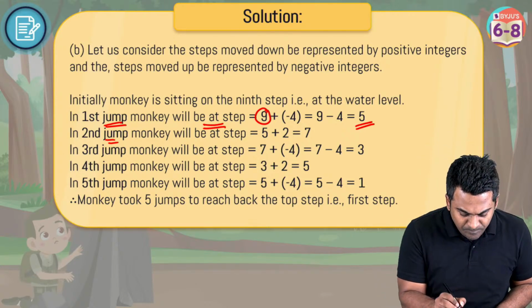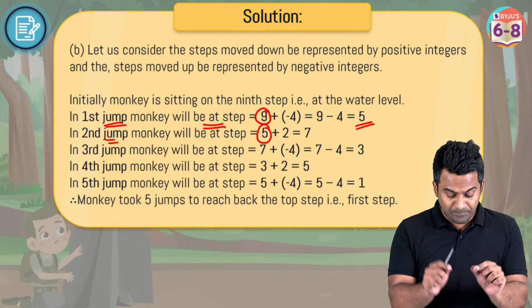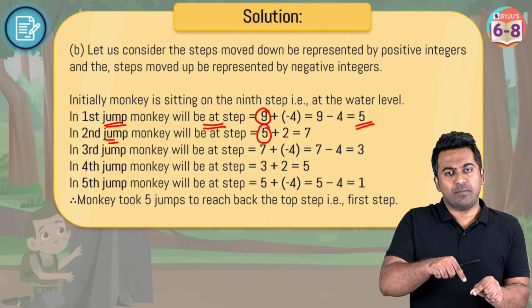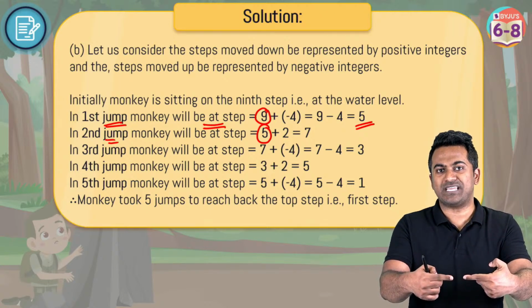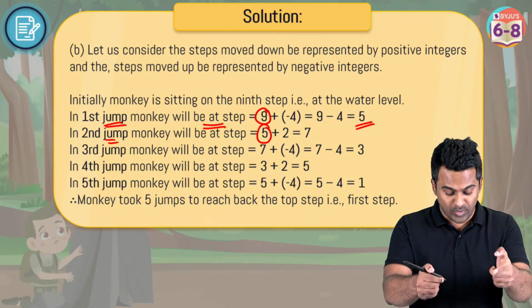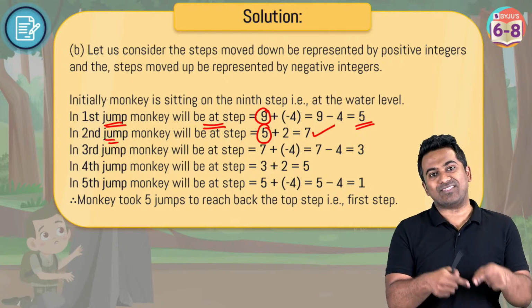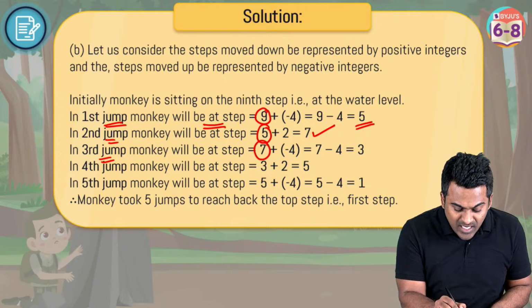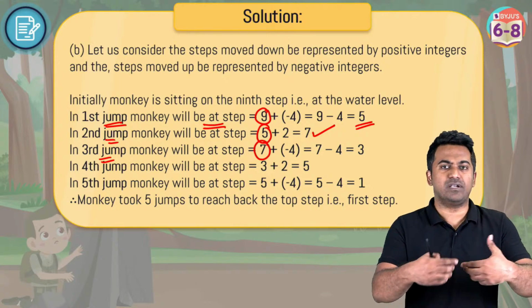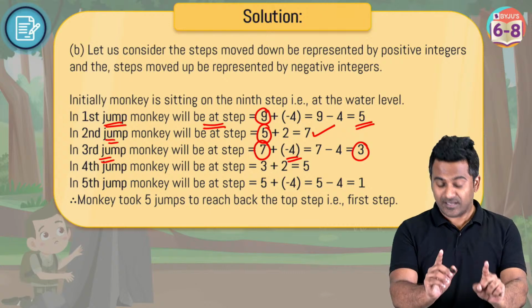In the second jump, monkey started from step number 5, right? And now what has the monkey done? Monkey has taken 2 steps down. So, +1 for the first down, +1 for another down. And that will collectively be what? +2. So, now the monkey is at the 7th step, right? Now, in the third jump, monkey will start from the 7th step, and again he will take 4 steps up. So after taking 4 steps up, monkey is at the 3rd step now.